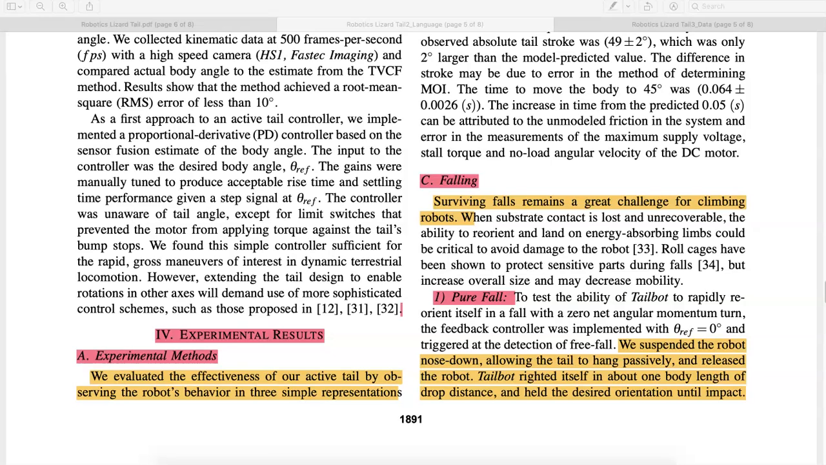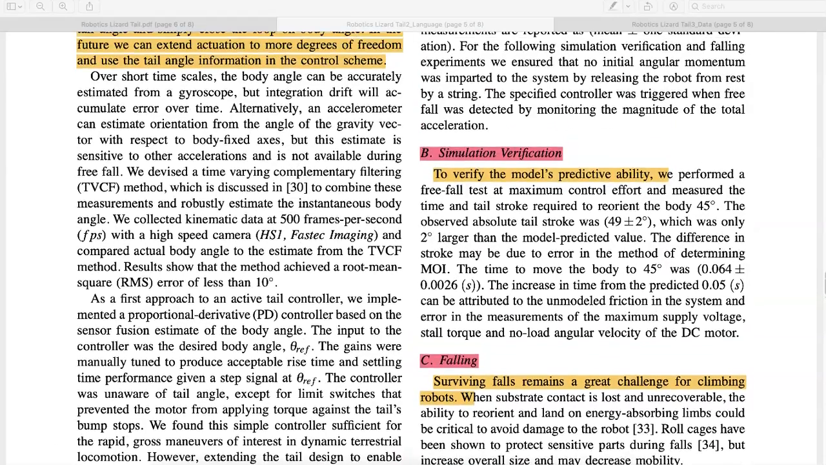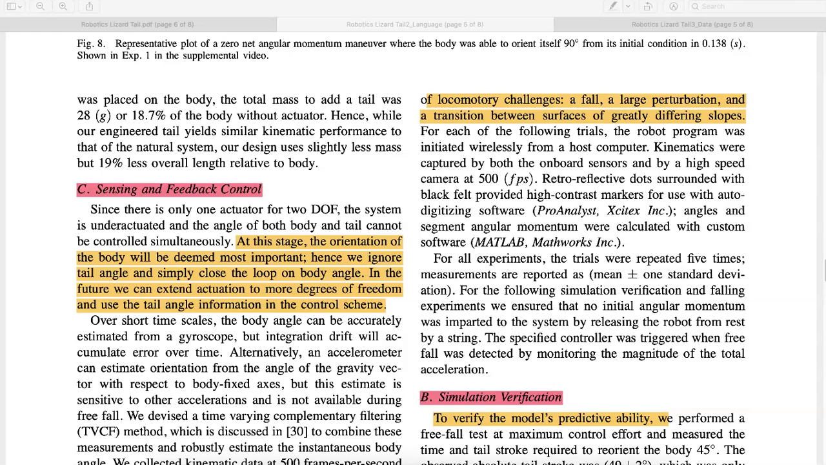Here, the authors state, "We evaluated the effectiveness of our active tail by observing the robot's behavior in 3 simple representations of locomotory challenges: a fall, a large perturbation, and a transition between surfaces of greatly differing slopes." This is a direct statement telling the reader what they can expect in this section, and it helps give the readers the info they need to interpret the other subheadings as well as the content.